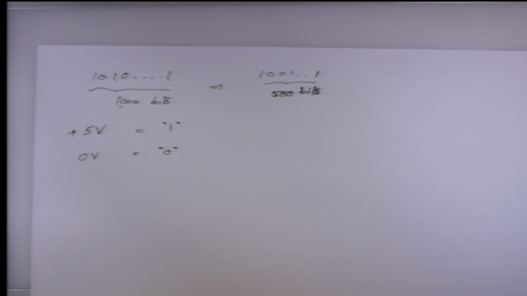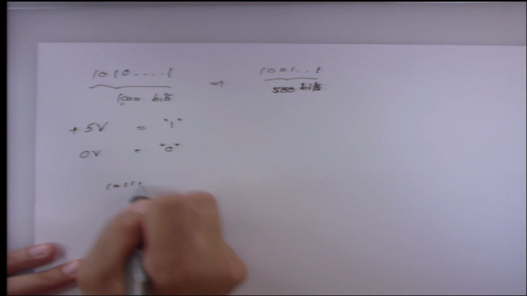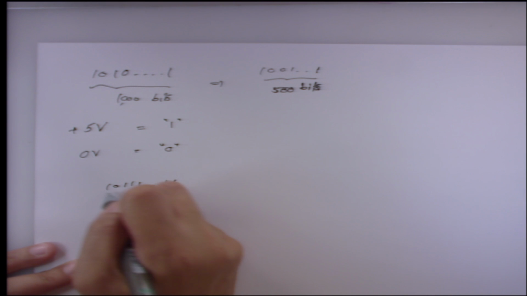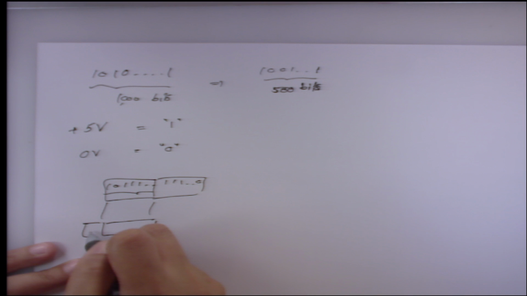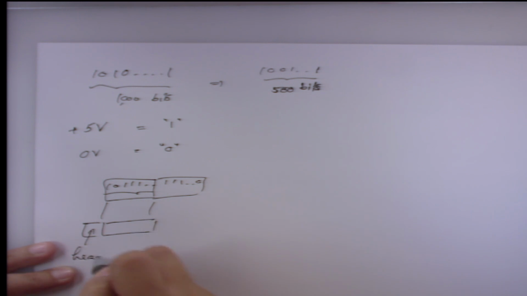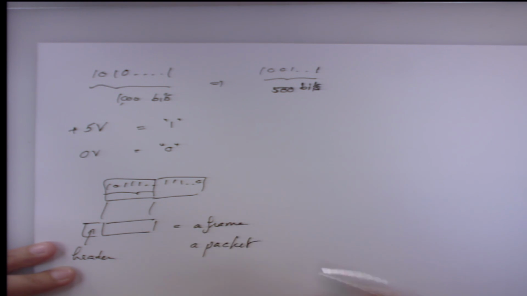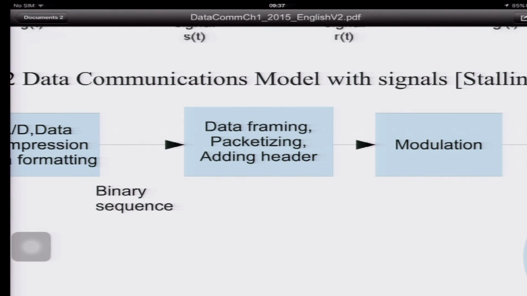Then we have data framing and packetizing. Data framing is that if you have the sequence coming in here, when you do framing, you take part of the data, so you take part of the data here, and then you put a header in front of this. So this is equal to a frame or a packet. Now we have adding the header.